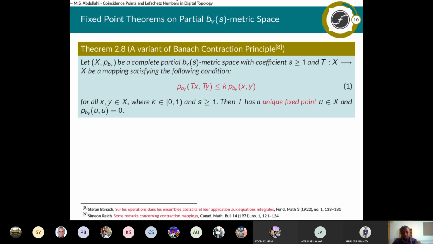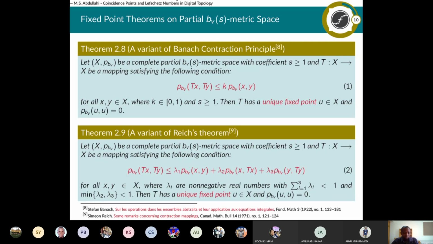So here I will present the first main result of this direction, which is a variant of the Banach contraction principle. What we have is a similar way of constructing a Banach variant, where we assume that our space is complete, and we assume that our mapping T satisfies the Banach contraction with contraction constant between 0 and 1, and our else has to be greater than 1. If we have this, then we end up having a unique fixed point.